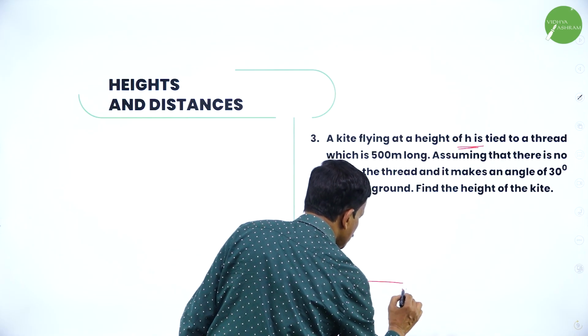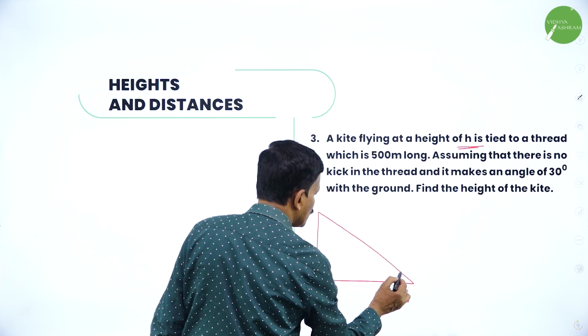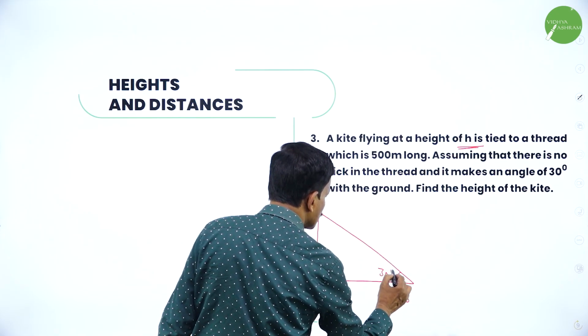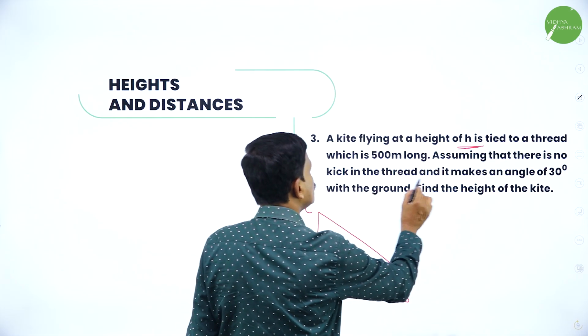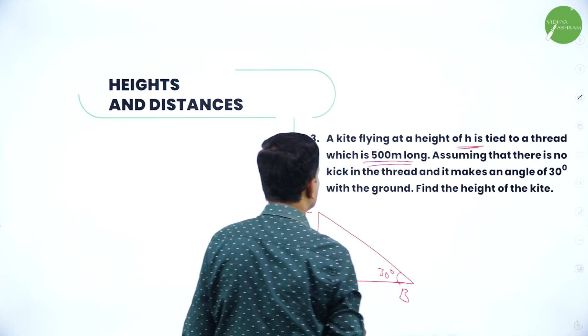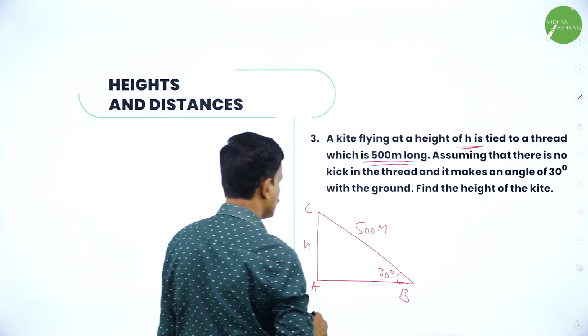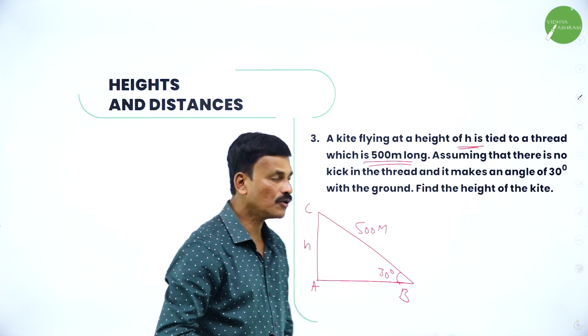This is B. The angle of elevation is found to be 30 degrees. This is the angle of elevation, that is 30 degrees. Now, the distance is, what is the distance? That is equal to 500 meters. So this is given, 500 meters, right?